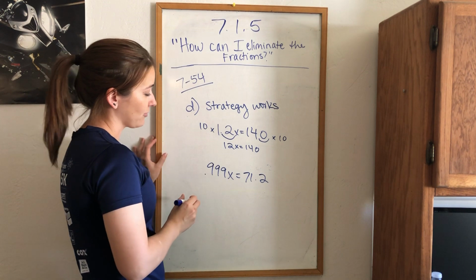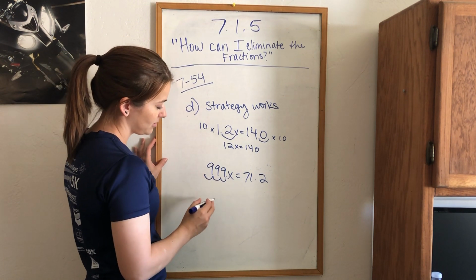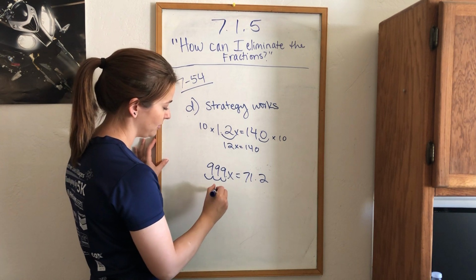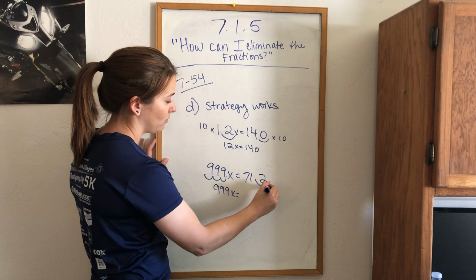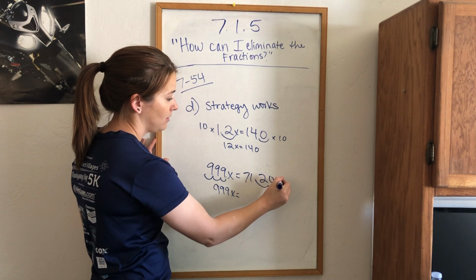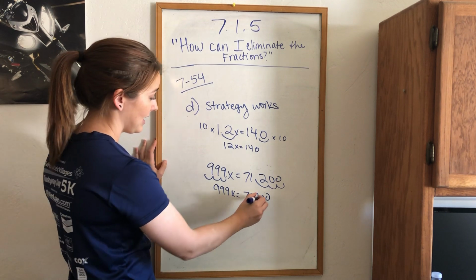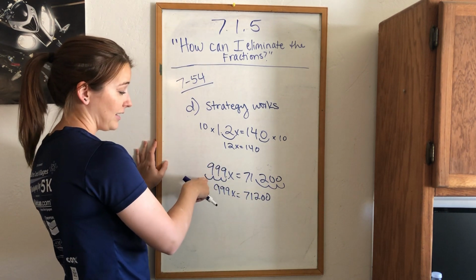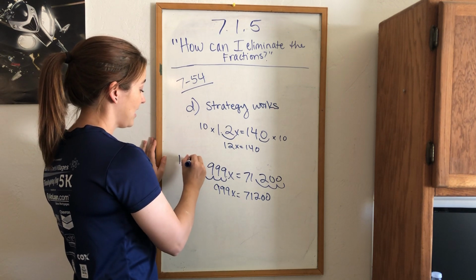This one's going to be a little different, because how many places do I need to go? 1, 2, 3 to make it a whole number with no decimal. So that would be 999x equals, and then same thing, 1, 2, 3, 71,200, which means I did not multiply by 10. I didn't even multiply by 100. I multiplied by 1,000 that time.